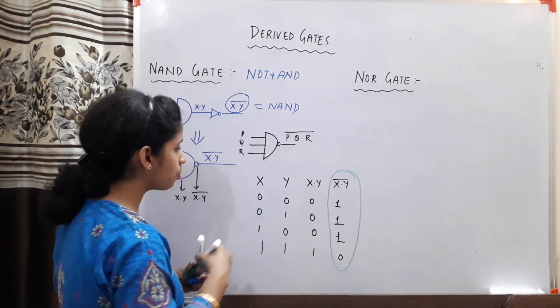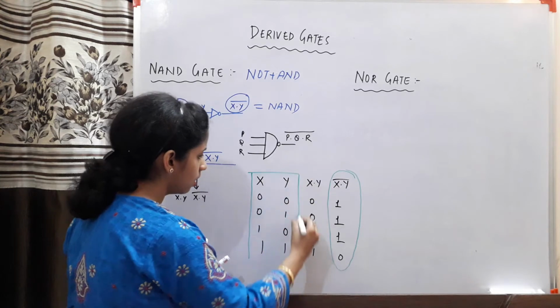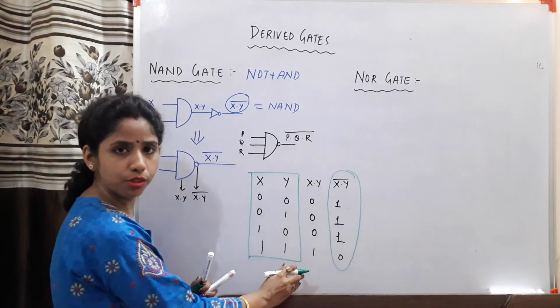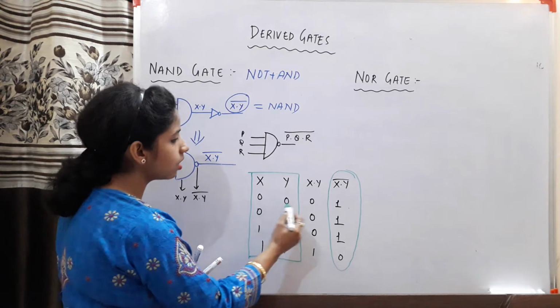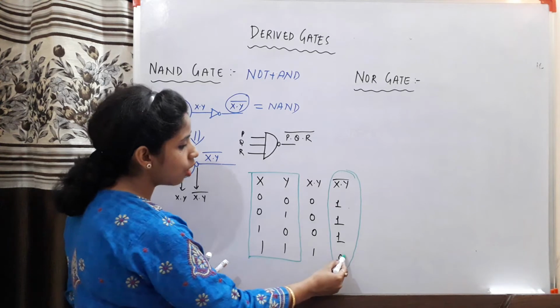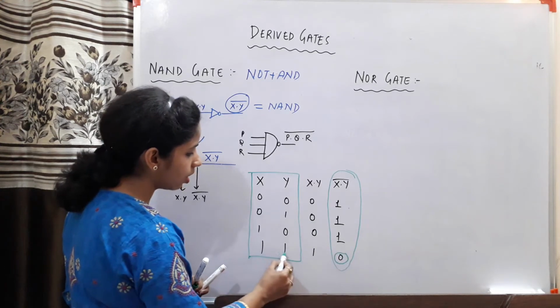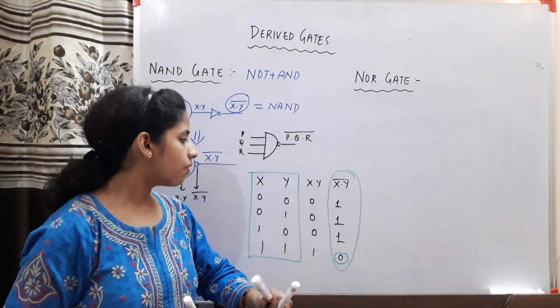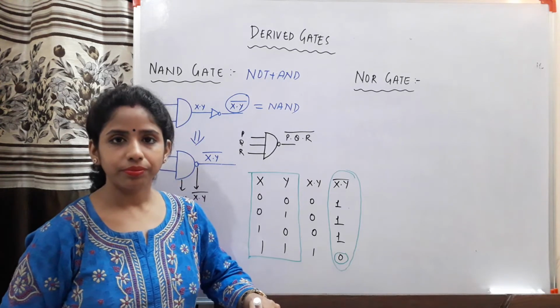So you just focus upon these two columns because these are the inputs and this is the output. Don't focus upon this one because this is a part of procedure. Okay, so if these are the input, you get these outputs. So if you summarize from it, the output is 0 only when all the inputs are 1. So don't you think this is somewhere opposite of AND?